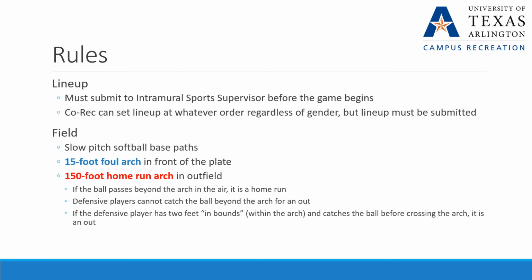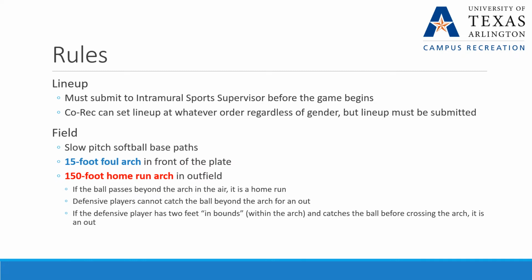Each team must submit a lineup to the intramural sports supervisor before the game begins. For co-rec teams, they can set the lineup in whatever order regardless of gender, but a lineup must still be submitted. The field will be played on slow-pitch softball-based paths.